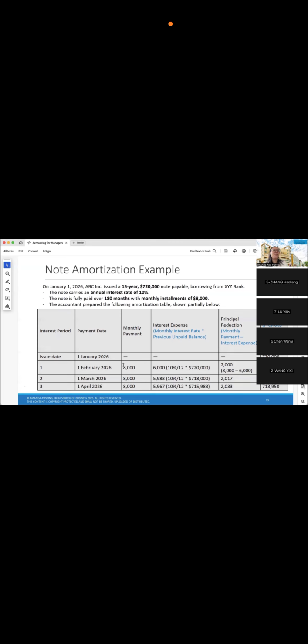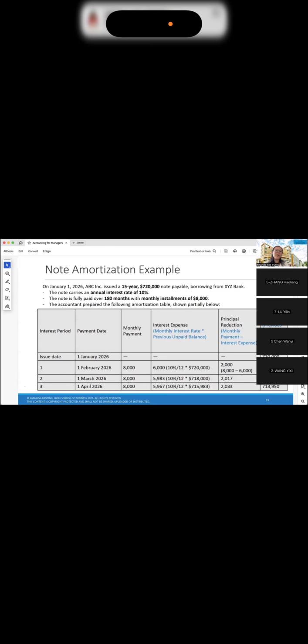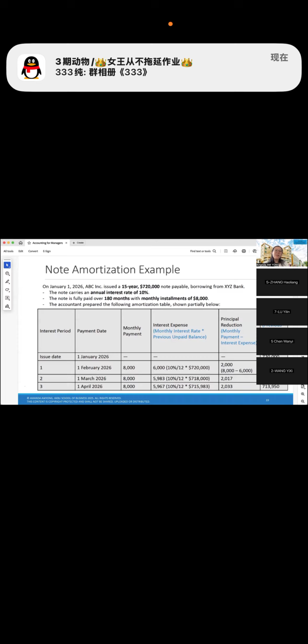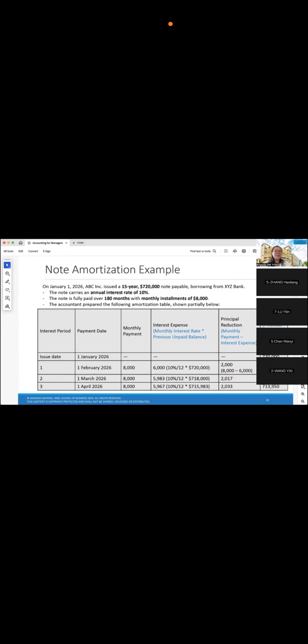Okay, how do we think about principal reduction? It simply means that out of the $8,000 that we paid, $6,000 goes towards interest expense and $2,000 reduces the value of the loan that we took out, right? So it means that for the unpaid balance, we are going to take $720,000 minus the principal reduction of $2,000, which equals $718,000 of unpaid balance.